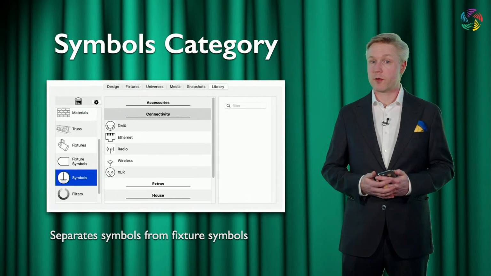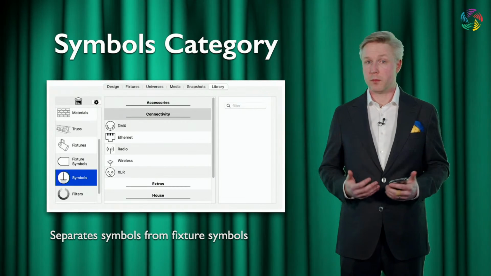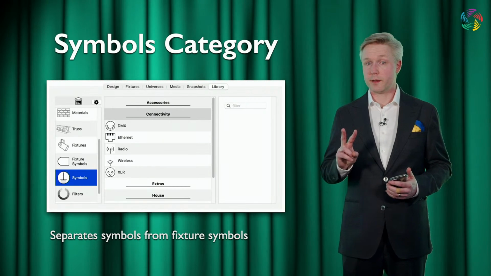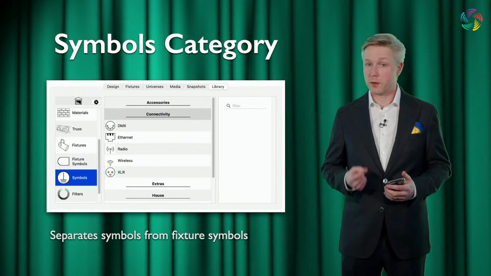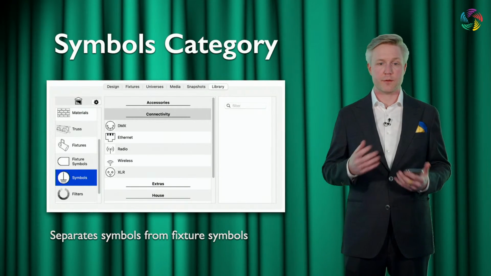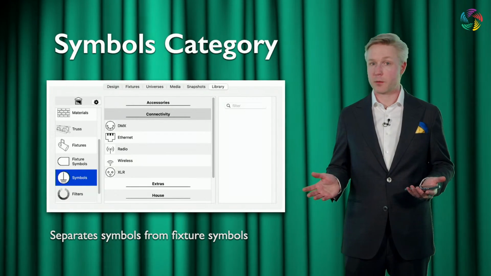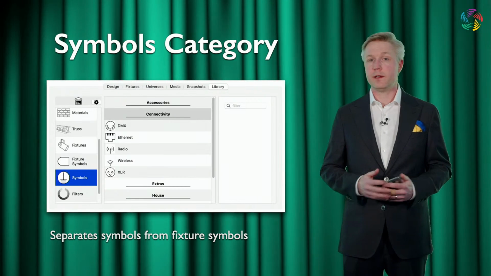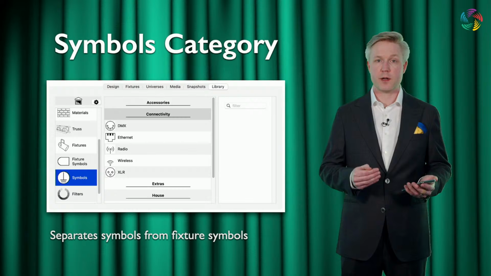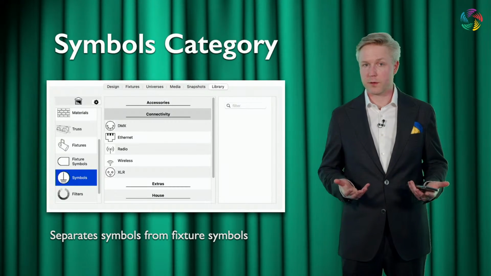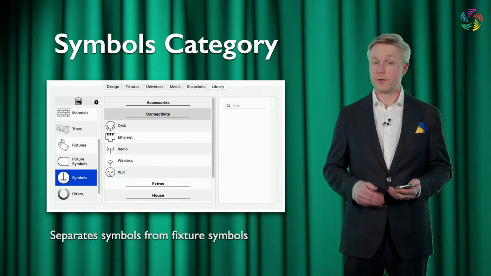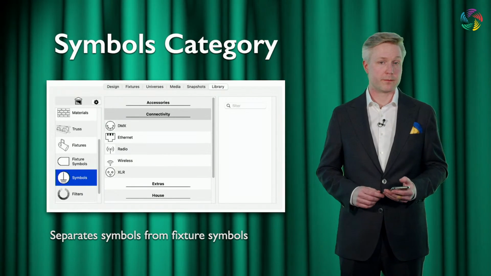Continuing further down the categories of the library tab, we find the symbols. Symbols have always been two things. It's been both fixture symbols and, well, generic symbols, indicating things like information or a hanging point. We've separated these two items in the library now so that we have fixture symbols separate from the more, let's say, generic symbols. These have now also been subcategorized to make it easier to find the symbol you are looking for.